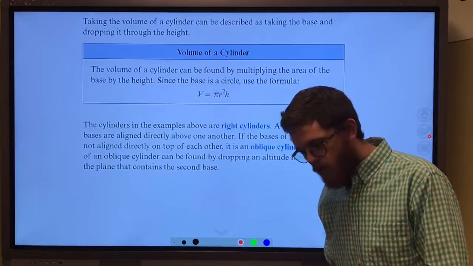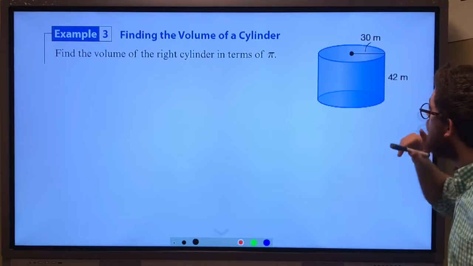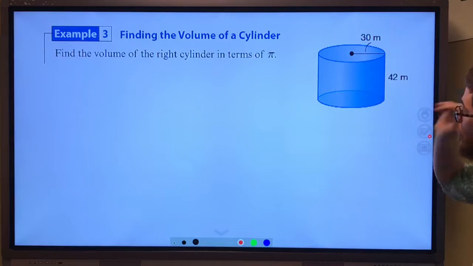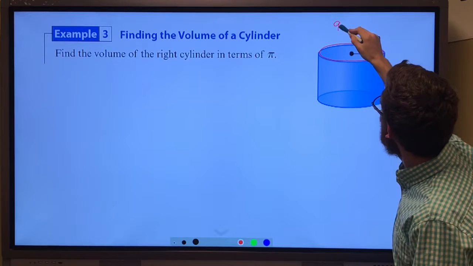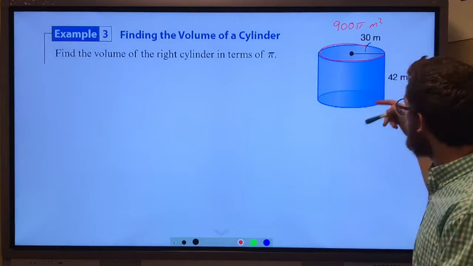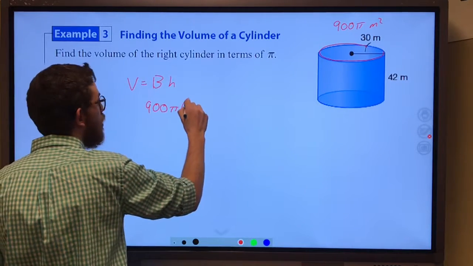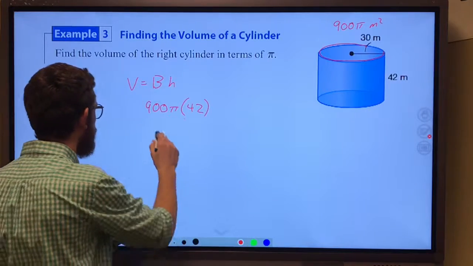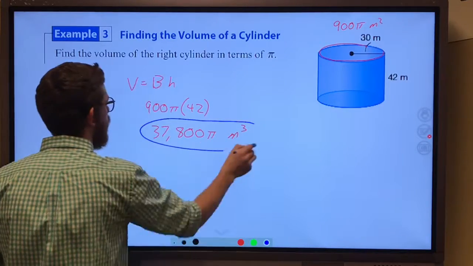Finally, volume. Volume, just like with a prism, is the area of the base times the height. So find the volume of this right cylinder here. It's right because it's essentially forming a right angle from the base going up. All right, so we're going to find the area of the base, multiply it times the height. The base is 30 meters. So the area of our base is 900 pi square meters. We're going to multiply that times the height. So we have volume, area of base times height, that's 900 pi times 42. This gives us 37,800 pi cubic meters.